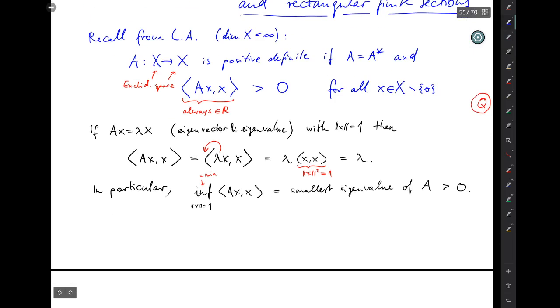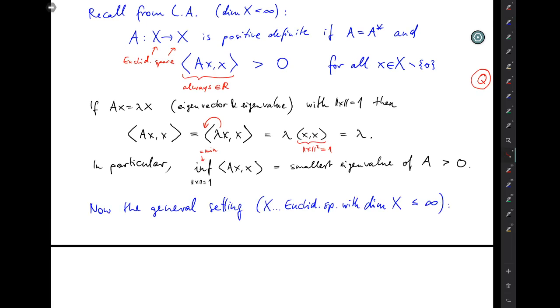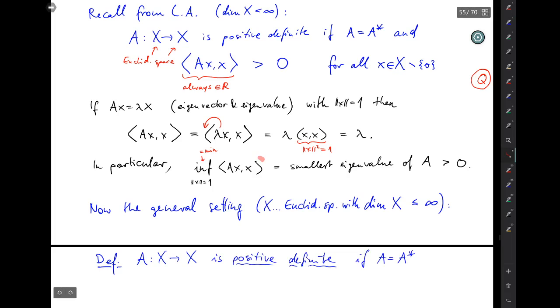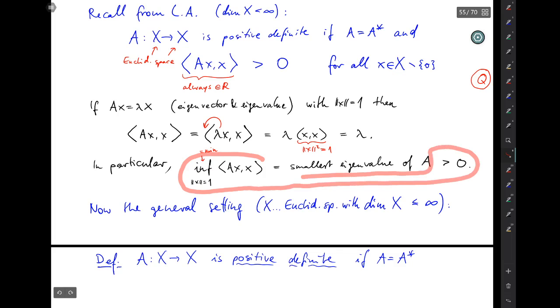And now let's come to the general setting. So now your Euclidean space X could have infinite dimension if you want. Then here's our definition for positive definiteness. Our operator A from X to X is positive definite if it is self-adjoint, and if this condition here holds, if the infimum of our scalar product, where we restrict consideration to x's with norm equals 1, is positive.